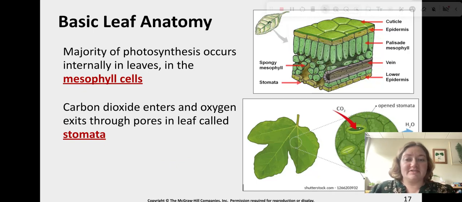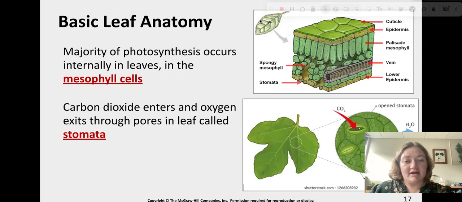We're going to talk about this in terms of, mostly plants. And so in order to understand how plants use photosynthesis, we have to understand some basic leaf anatomy. Where is this all occurring? All right, so here we have a cross-section of a leaf.